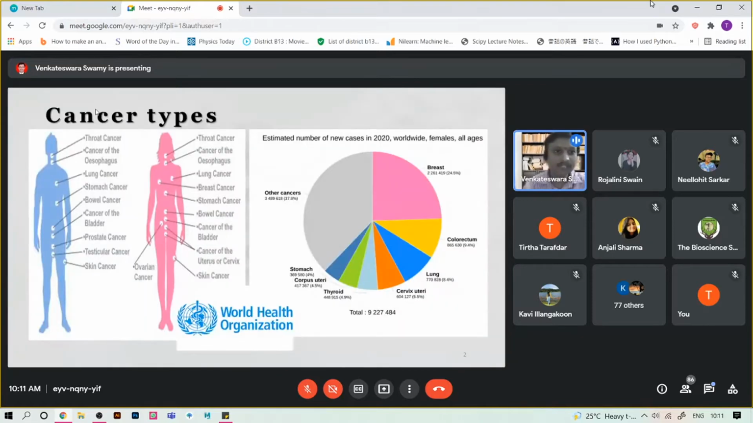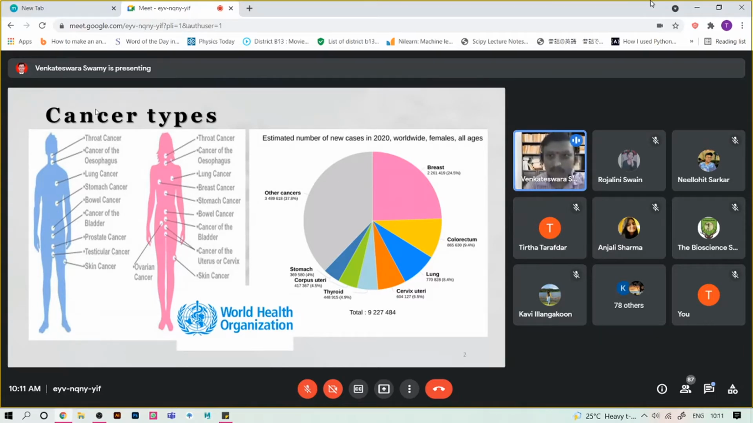Now can we look into these cancer types? When you say cancer, it can spread throughout our body. There is a little bit of a difference between males and females in the type of cancer. In the image given by the World Health Organization, you can see that there are more cancer types in females as compared to males.